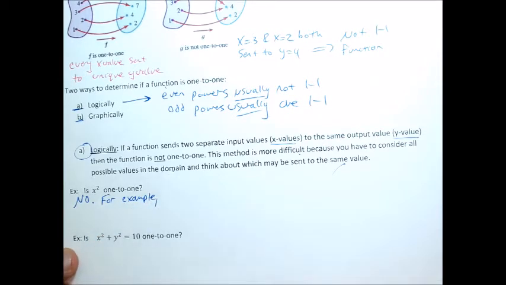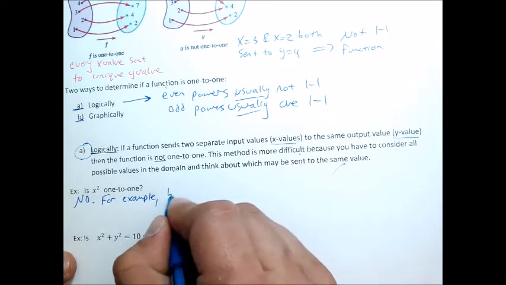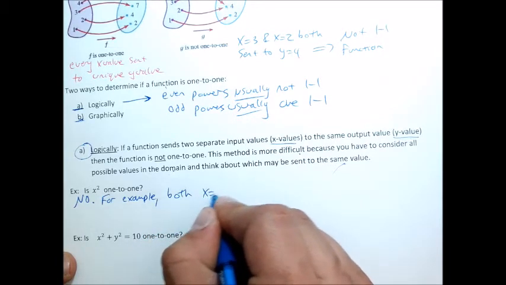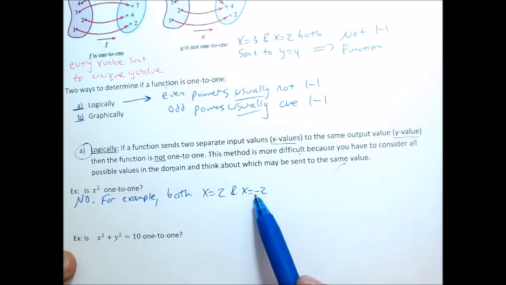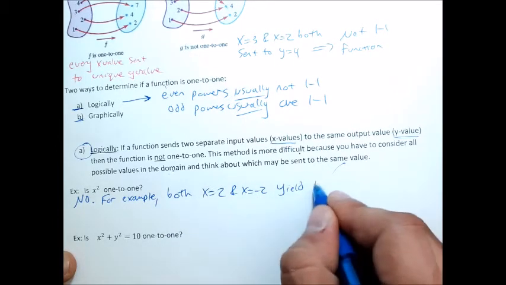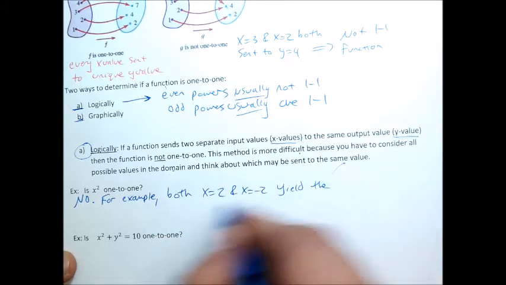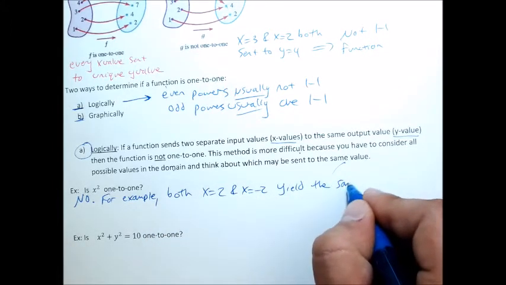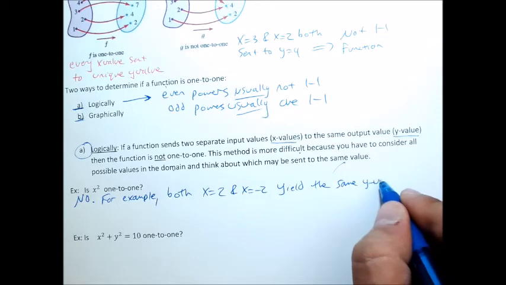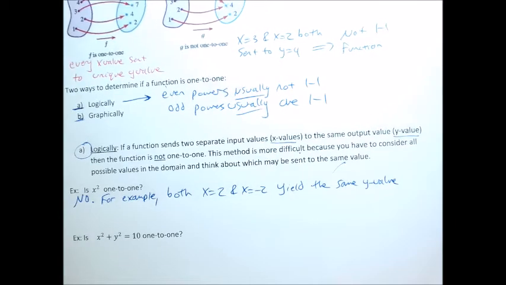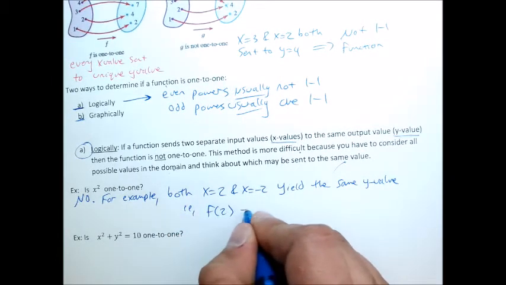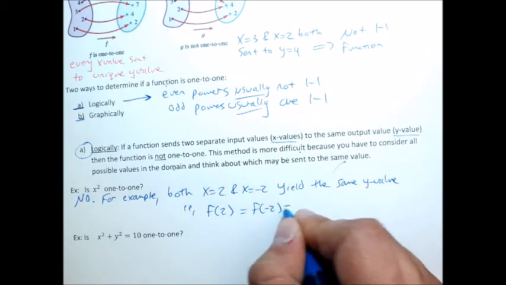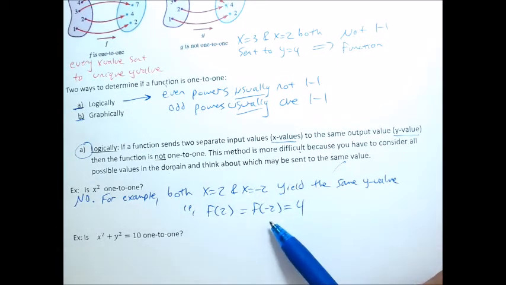Yeah. Any plus or minus version of the same number, right? So x equals 2 and x equals negative 2 are good. If we plug those into the equation, they yield the same y value. I.e., if we plug in 2 into the function or we plug in negative 2, we get the same number out, which is 4. Because we square that number and it doesn't matter whether it's positive or negative, right?